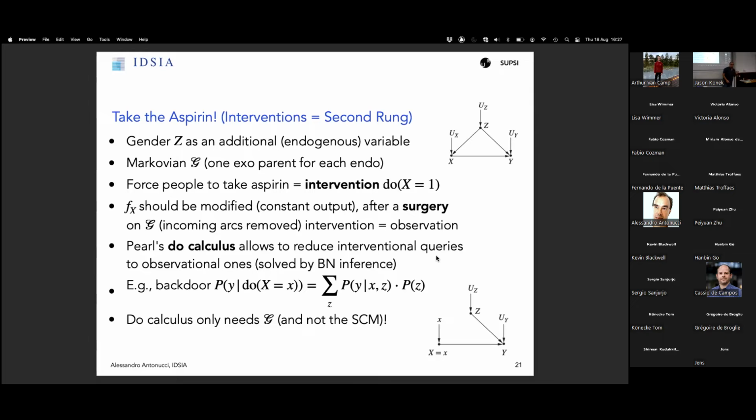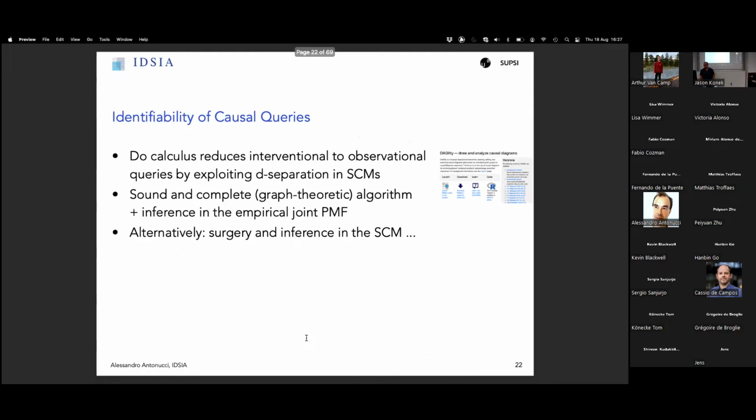And this is what do calculus is doing. Basically, do calculus only needs the graph, not the structural causal model, not the marginal probabilities on the U that we need for a complete quantification of the structural model. This is the point. So we have a clear advantage in the do calculus.